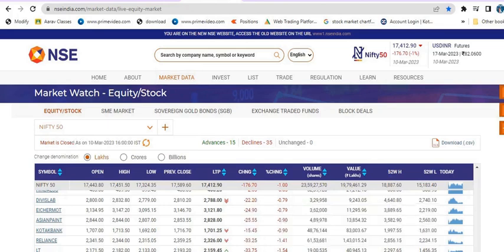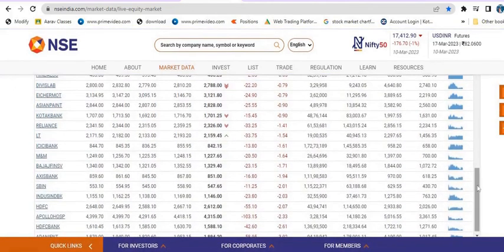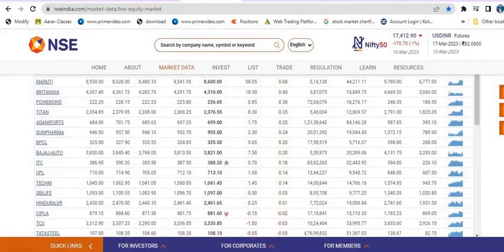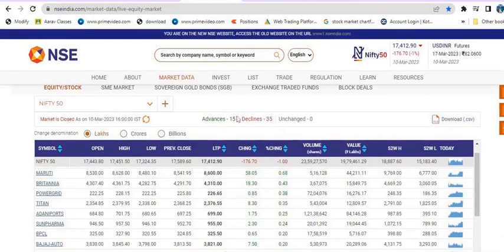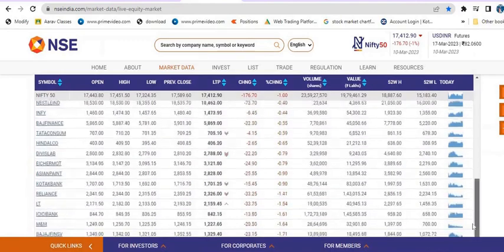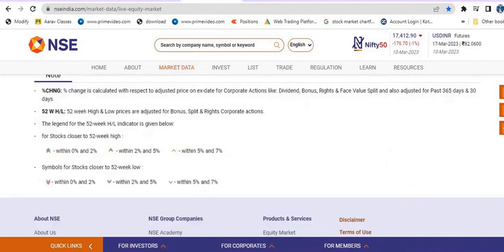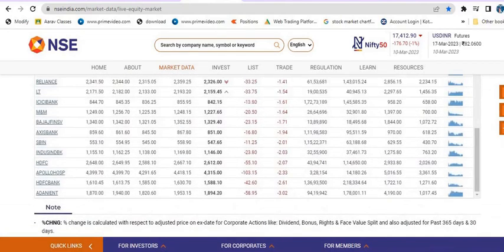Once the page opens, you'll get a list of the companies. If you are on the buying side, like if you want to buy these stocks, you need to consider the first 5 stocks, and if you are going for selling of the stocks, then select the last 5 stocks. When to select the buy stocks or sell stocks? For that, we need to analyze the Nifty chart.